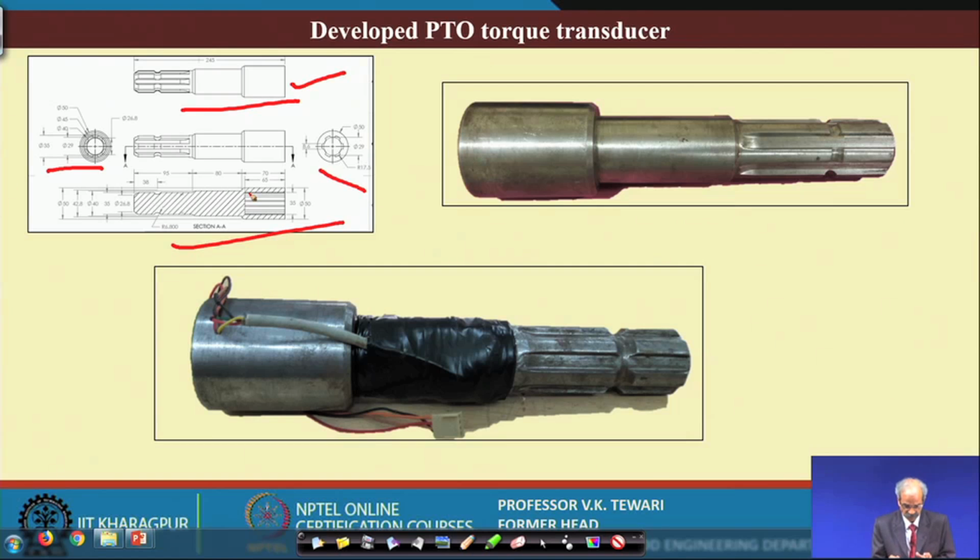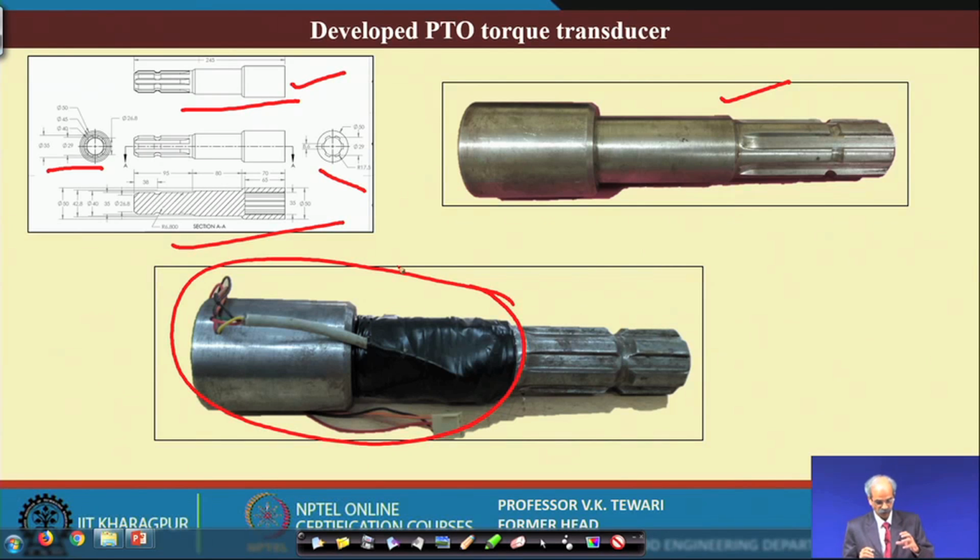So, using this you can see that this is the one which is designed, and this is the one where we have fitted the strain gauges. You can see the wires coming out over here, and this is the location where the strain gauges are fixed, and this is the one which was already available in the normal PTO. So, this is the one which is available in the normal PTO for connection to the active implement or active device which is there.